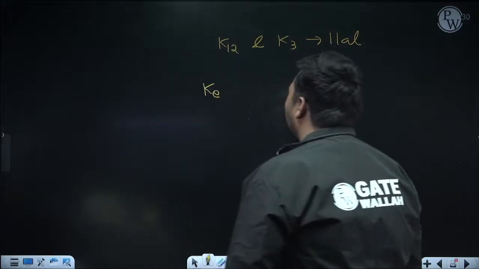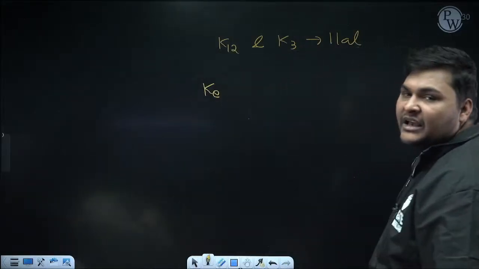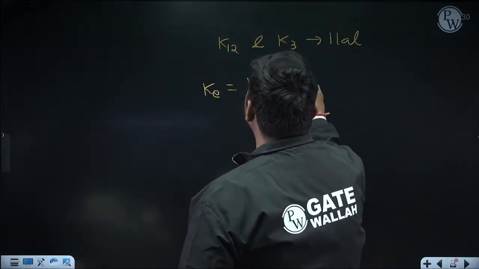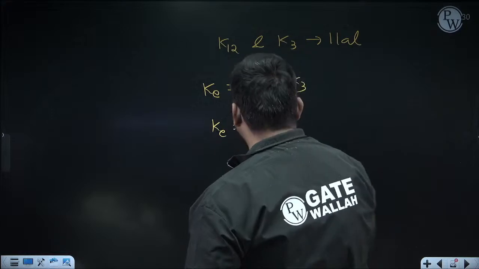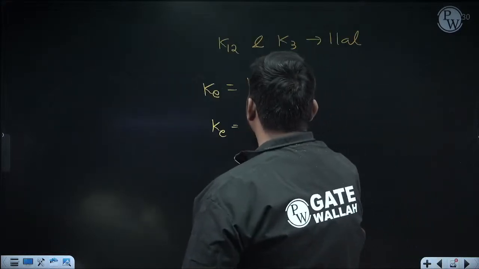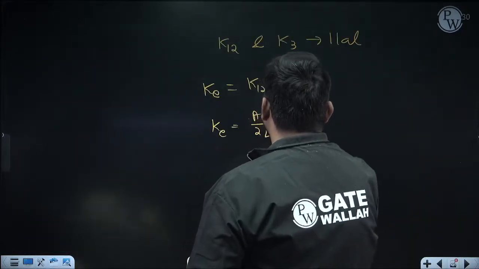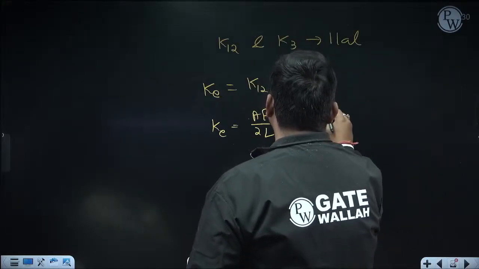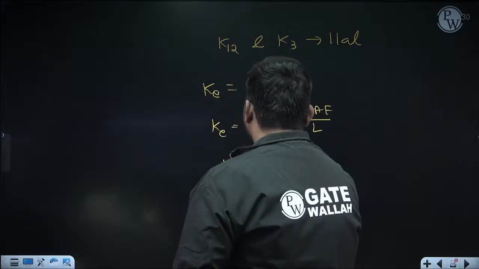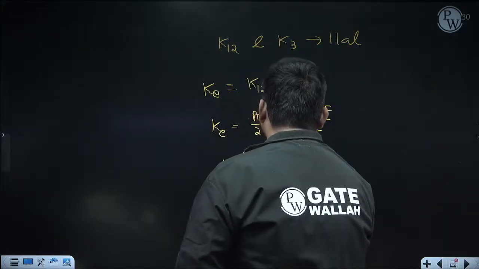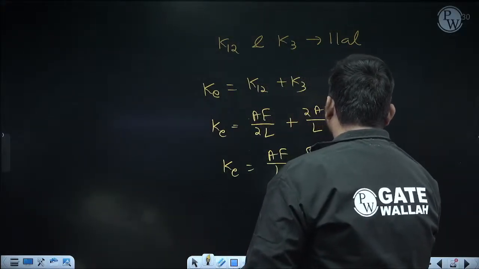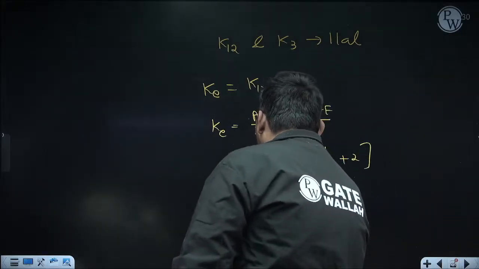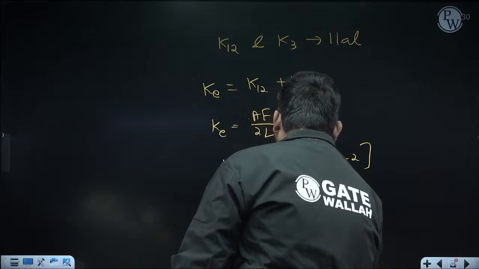We know in parallel arrangement, to calculate equivalent stiffness, we add the stiffness of the individual parts. So K equivalent will be K12 plus K3. Now K12 is AE by 2L, plus K3 is 2AE by L. So K equivalent, taking AE by L common, will be 1 by 2 plus 2. How much is it coming? 2 twos are 4, plus 1, 5 divided by 2. So K equivalent is coming 5AE by 2L.